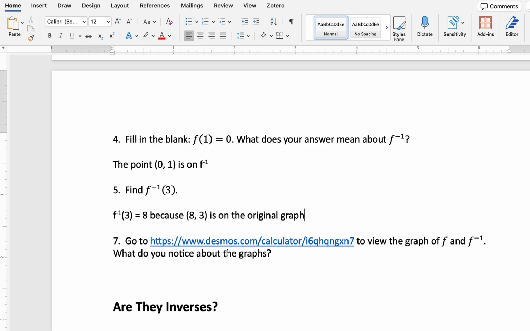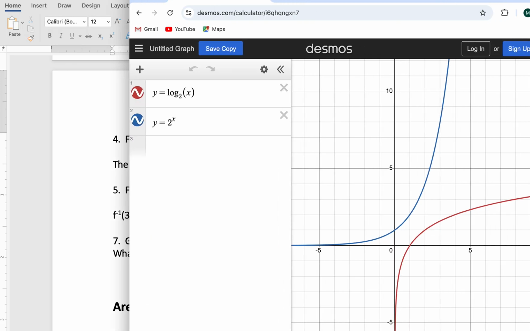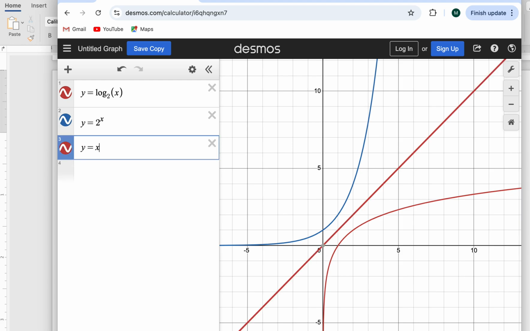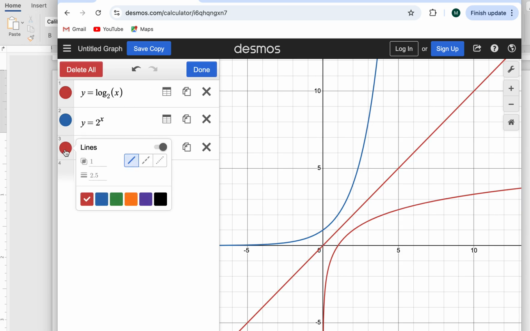And then finally, question 7 has us click on this Desmos calculator link to view the graph of f and f inverse. What do you notice about the graphs? So when you click on the link, it should open up this Desmos graphing calculator. I see the red graph here is my same original graph that I have in the activity, and the blue graph is the graph of f inverse. And what it should look like to you when looking at the graphs is you should see some symmetry. It should look like they are reflections of each other. And they are in fact reflections over the line y equals x. So I'm going to add that line to my graph here so that you can see it. I'll change the color of it just because.